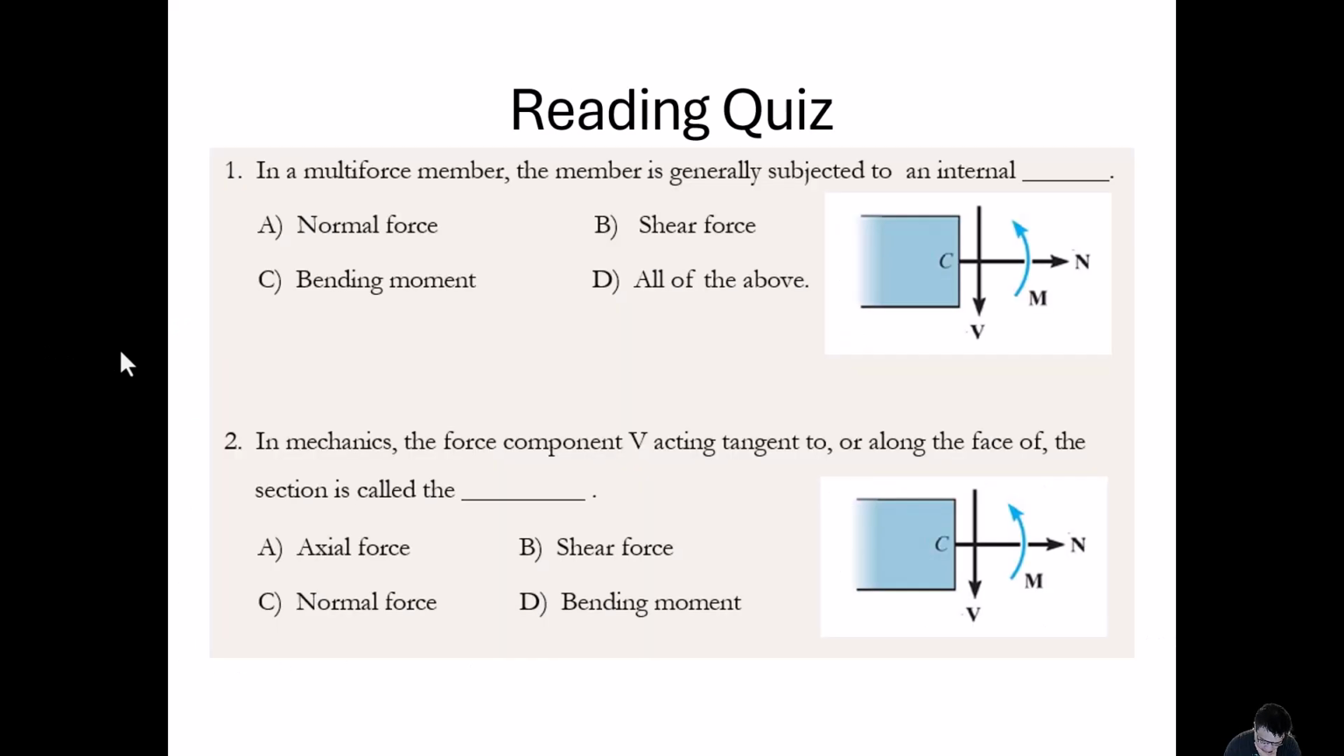Let's see a problem. In a multi-force member, the member is generally subject to an internal... The answer should be D. That's what we discussed before. It has 3 unknowns: normal force, shear force, and bending moment. In mechanics, the force component acting tangent to or along the face of the section is called the shear force. So here is this force, we call this force the shear force.